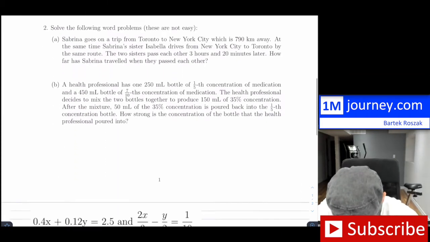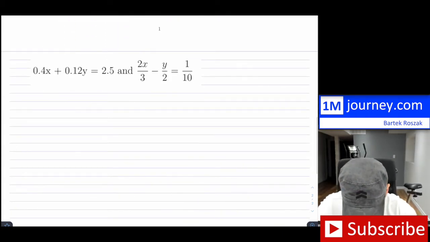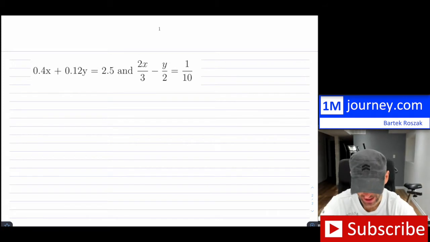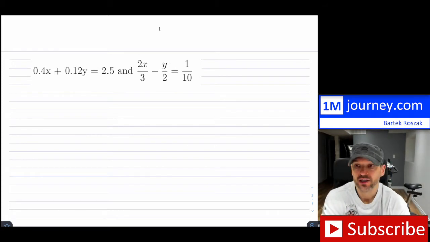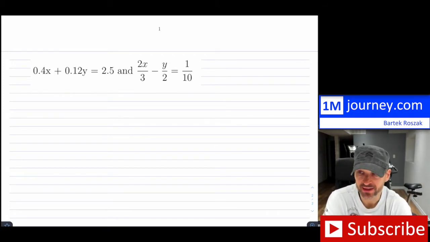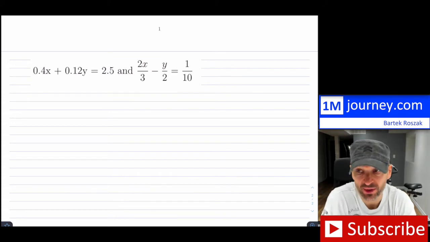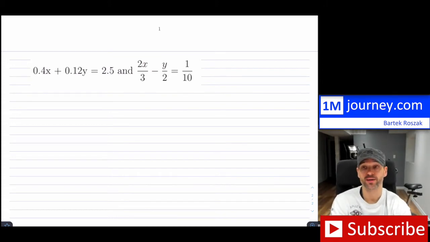So let's look at the first question. I just copied it down here. Notice it has decimals and it has fractions. We don't necessarily like dealing with decimals and fractions. It's not the end of the world, but you can always get rid of decimals and fractions if you want to deal more with whole numbers. So that's what I'm going to do first.